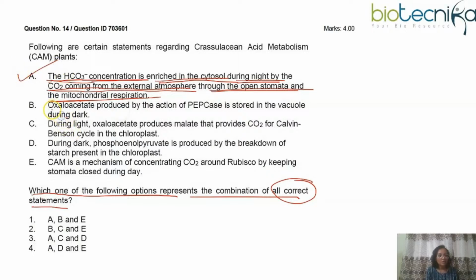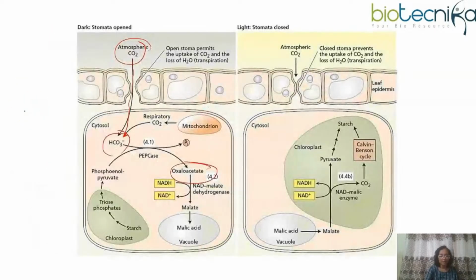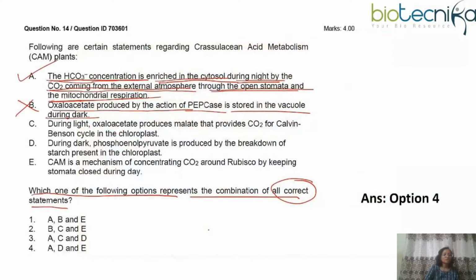Second, the oxaloacetate produced by the action of PEP carboxylase is stored in the vacuole during dark. Now this sentence is not correct. Oxaloacetate is formed, we saw that here, right? Oxaloacetate is formed during the night time, but oxaloacetate is converted to malate, and it is malate that is stored in the vacuole, not oxaloacetate. So statement 2 is wrong.